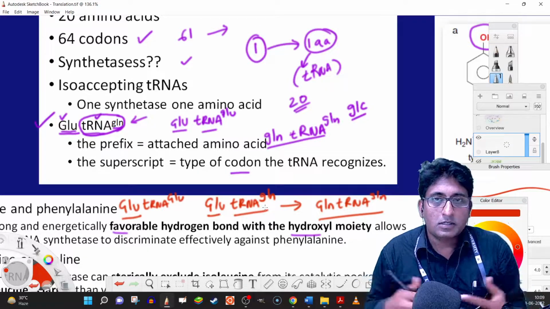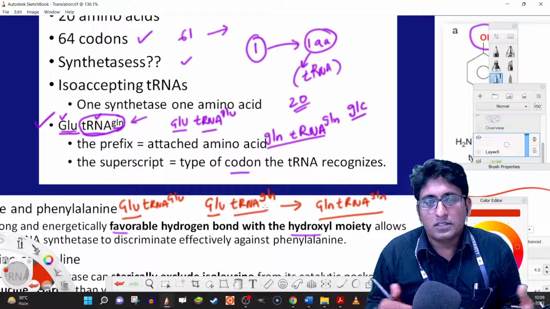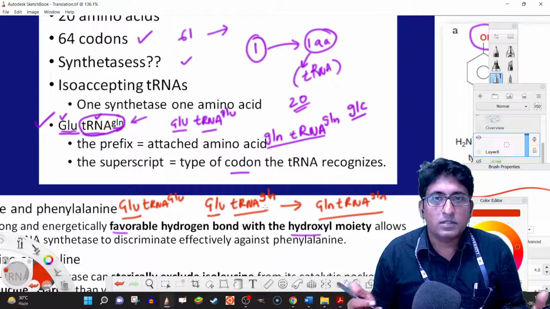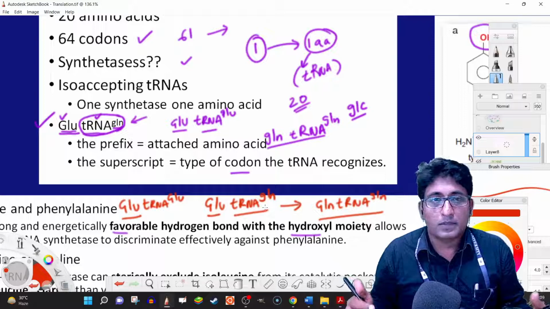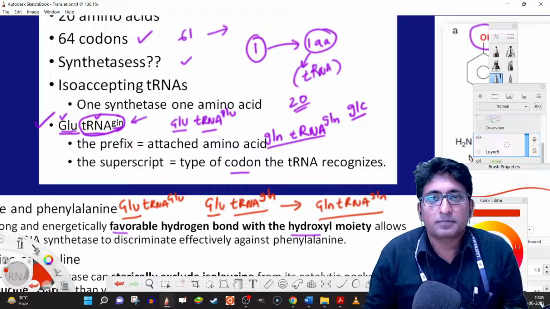So this is not a general case, but as is the case with biology, there is too much diversity, and in different organisms we may have different systems that may have evolved.